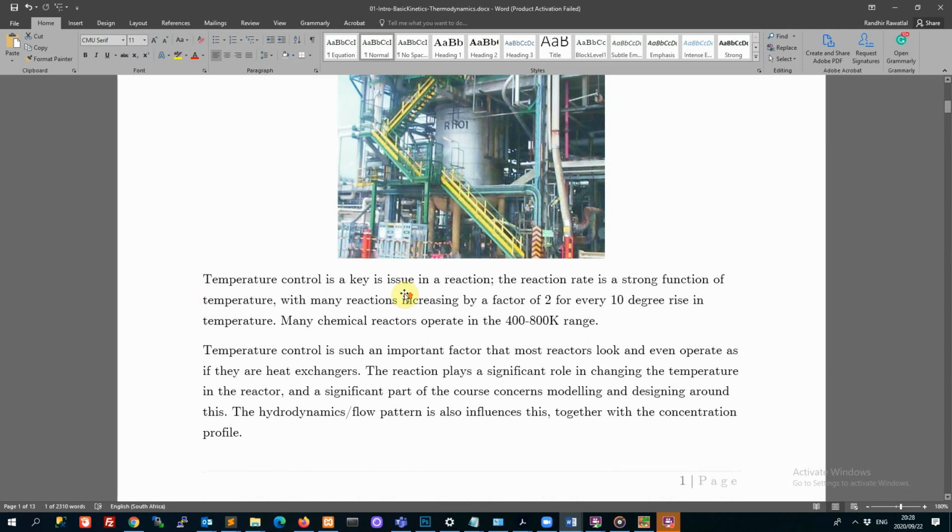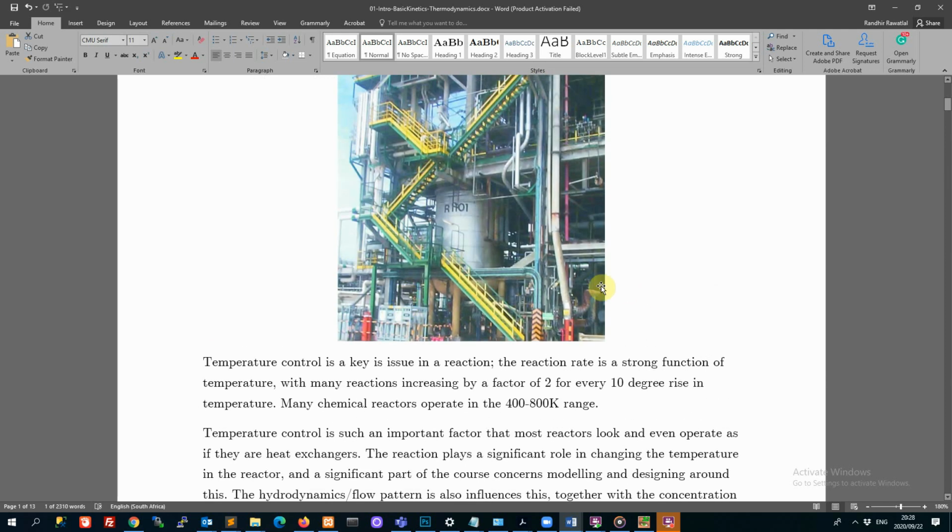Temperature control is so important to reaction engineering that most reactors in fact look like heat exchangers. And we'll talk a bit more about why temperature is such an important variable in reactors. Here's a simple observation that we find in many systems. The reaction rate is such a strong function of temperature that some reactions, or in fact many reactions, increase by a factor of 2 for every 10-degree rise in the temperature. So think about that. The reaction rate is doubling every time the temperature goes up by just 10 degrees.